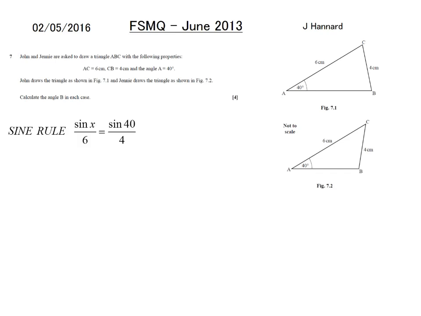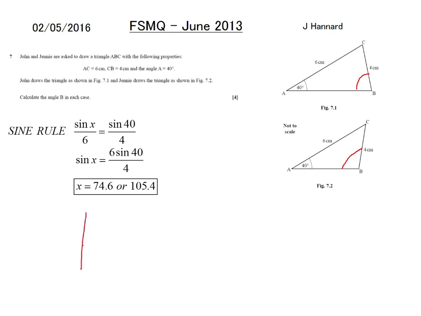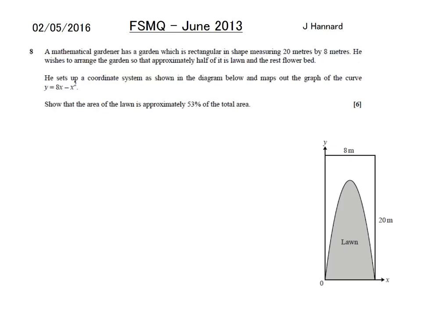Sin x over 6 equals sin 40 over 4. Sin x therefore equals 6 sin 40 over 4. Therefore x equals 74.6. So that must be for this triangle here. And it's going to be 105.4 for this angle here, because remember, if we draw a sine graph, we get that line, x equals whatever it was, 6 sin 40, I assume it's up here somewhere. So we get 74.6 there, but we also get another solution at 180 minus that answer, so it's going to be 105.4 there. Question 8 then.